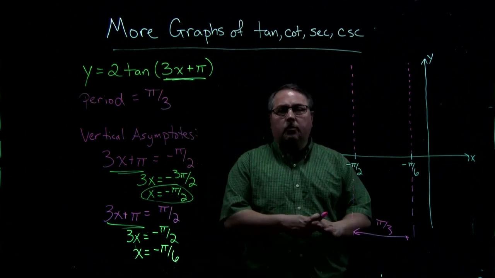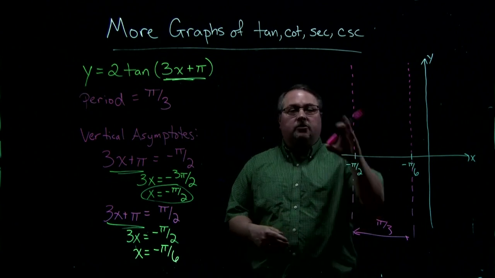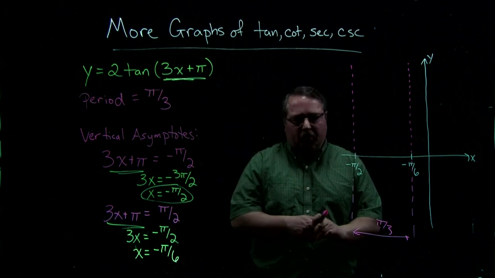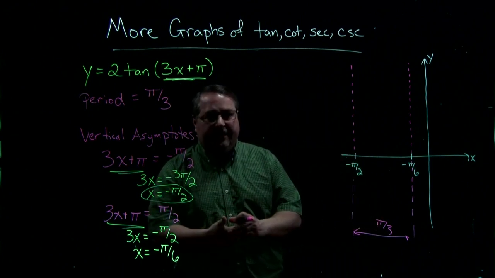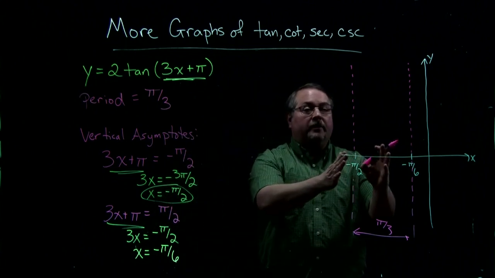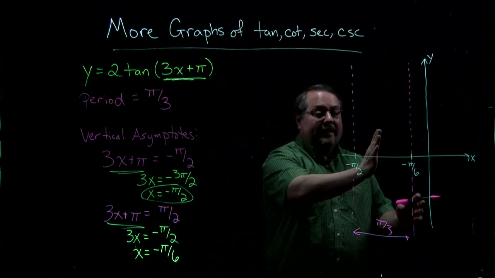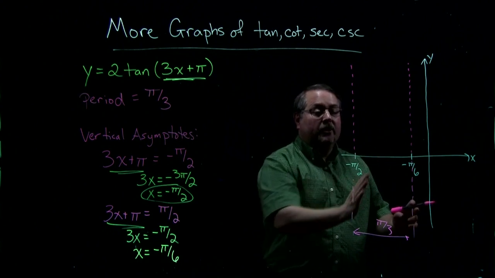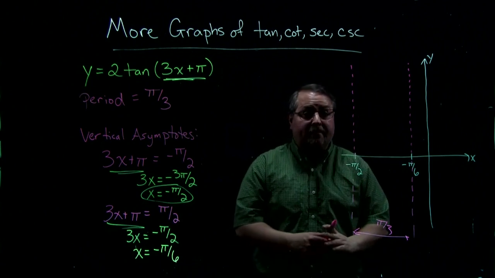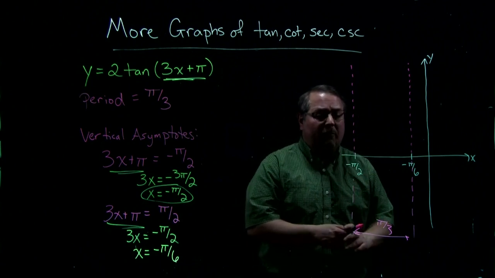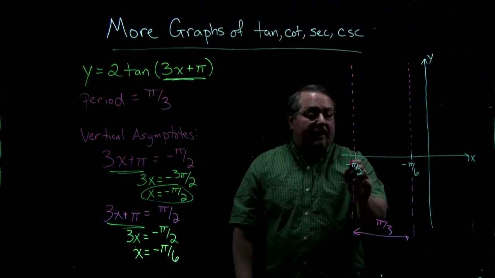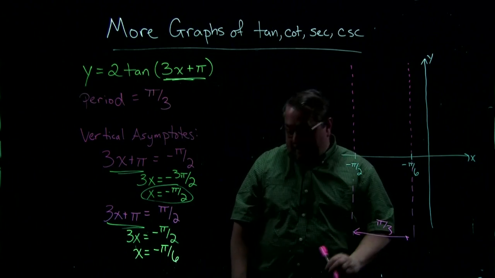Now we want to plot some points to actually get our tangent graph in between those two vertical asymptotes. If you remember back to our discussion of the graph of the tangent function, there are 3 points in each period that we can look at. There's a point that is halfway in between the vertical asymptotes, and then there are points that are halfway in between each vertical asymptote and that middle point. So I'll start by figuring out where that middle point is, halfway in between negative pi over 2 and negative pi over 6.